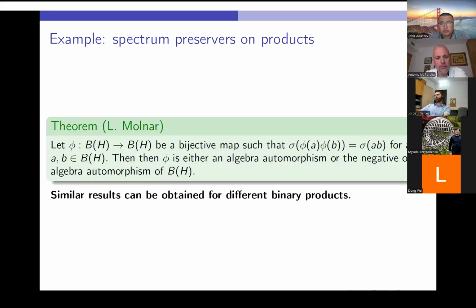Some examples of this can be found in the literature. This is already a classical result by Lajos Molnar, where he proves that a bijective mapping between B(H) spaces that preserves the spectrum of products of operators is an algebra automorphism or the negative of an algebra automorphism. And this is true also for the Jordan product, for instance.